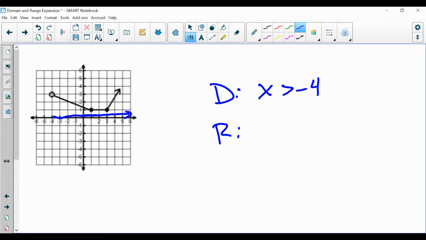The range would be asking what y values exist. No negative y values exist ever in this graph. The smallest y value that starts existing would be positive 1, and then it's going to achieve everything above 1, because this line here is going up forever. So y values greater than or equal to 1.